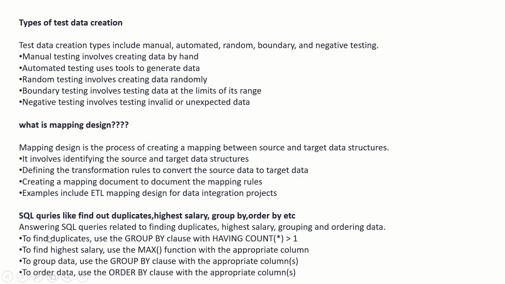So next question is SQL queries like find out duplicates, highest salary, and group by, order by, etc. To find the duplicates, use the group by clause with having count of star greater than 1. To find the highest salary, use the max function with the appropriate columns. To group data, use the group by clause with appropriate columns. To order the data, use the order by clause with appropriate columns.